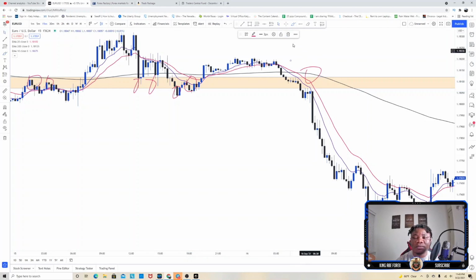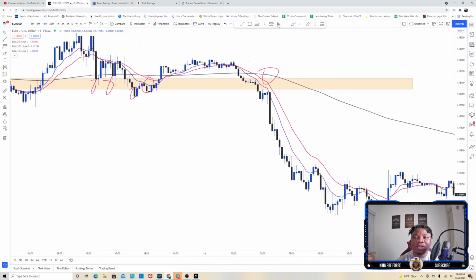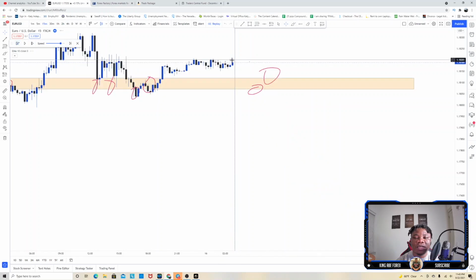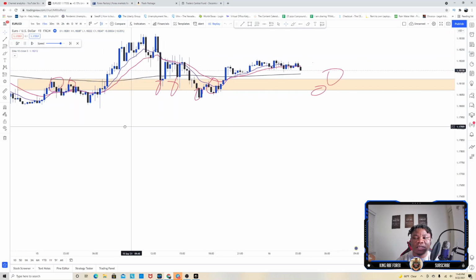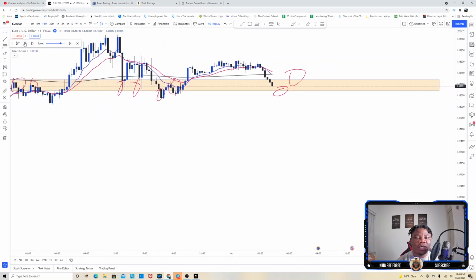Now if we take a look over here, because price closed below our support zone, what we're waiting for is a retest. Now let's take a look and see how this trade actually played out, where our entry is going to be. So let's start from right over here, and let's see where our entry would actually be.